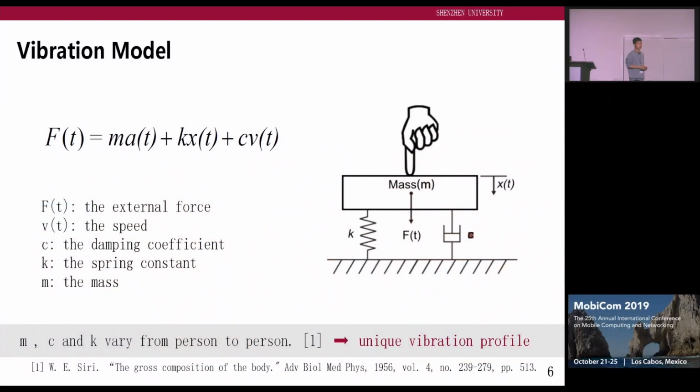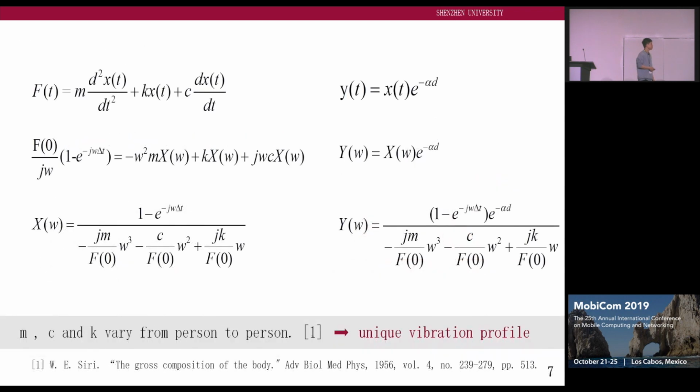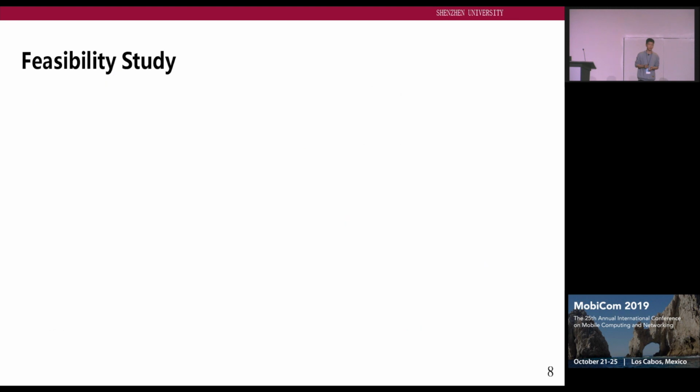I built a vibration model here, which takes into account the mass M, the spring constant K, and the damping coefficient C. I won't go into the details because of the time limitation, but the conclusion is that MCK vary from person to person. So the vibrations from different tapping positions by different people have unique profiles.